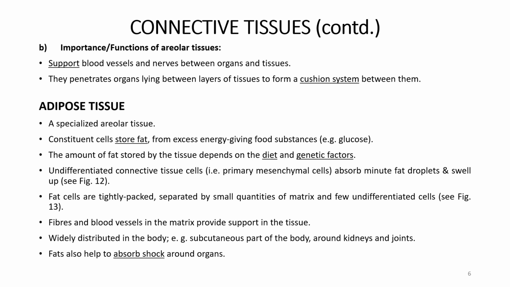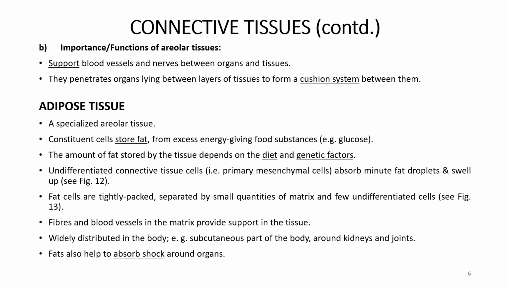How do fat cells come into play? Undifferentiated, that's the next part. Undifferentiated connective tissues absorb minute fat droplets. They have that innate ability. And as they absorb the droplets, they swell up. You look at figure 12, you see it. And then later they become tightly packed, separated by small quantities of matrix and few undifferentiated cells. Look at figure 13.